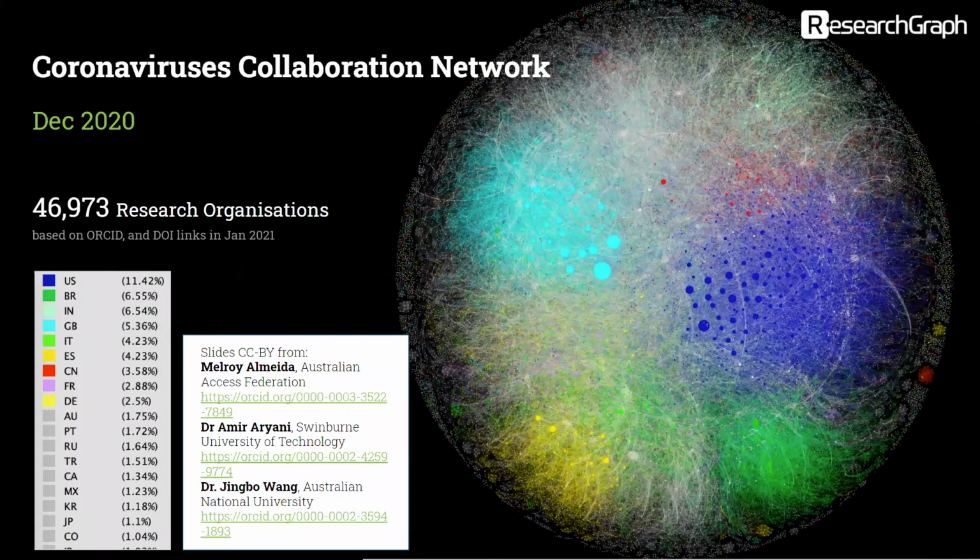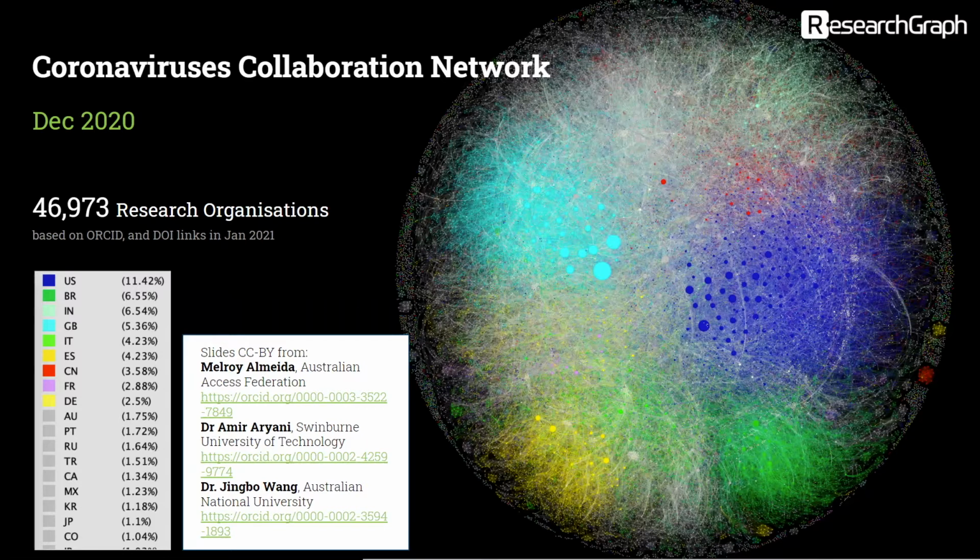And now, as of December 2020, which was just a few months ago, the number of organizations has grown exponentially to almost 47,000 organizations involved in coronavirus research. And through this visualization, we can actually zoom in and see which organizations were involved, who's collaborating, how many publications have come out, and how the research was funded. And all of this is thanks to persistent identifiers, or PIDs. In this case, as noted on the slides, the data from this specific PID graph is coming from ORCID and DOIs, which we'll talk more about in just a minute.